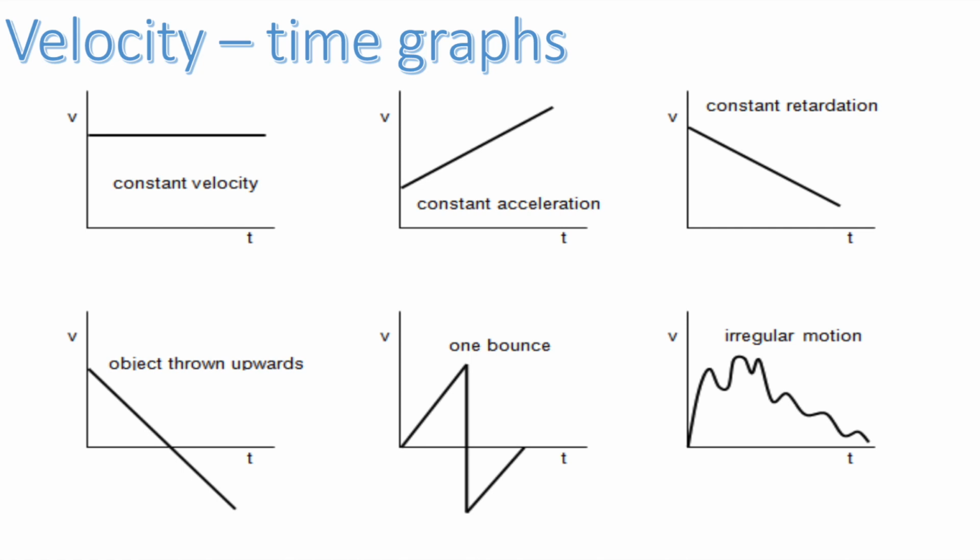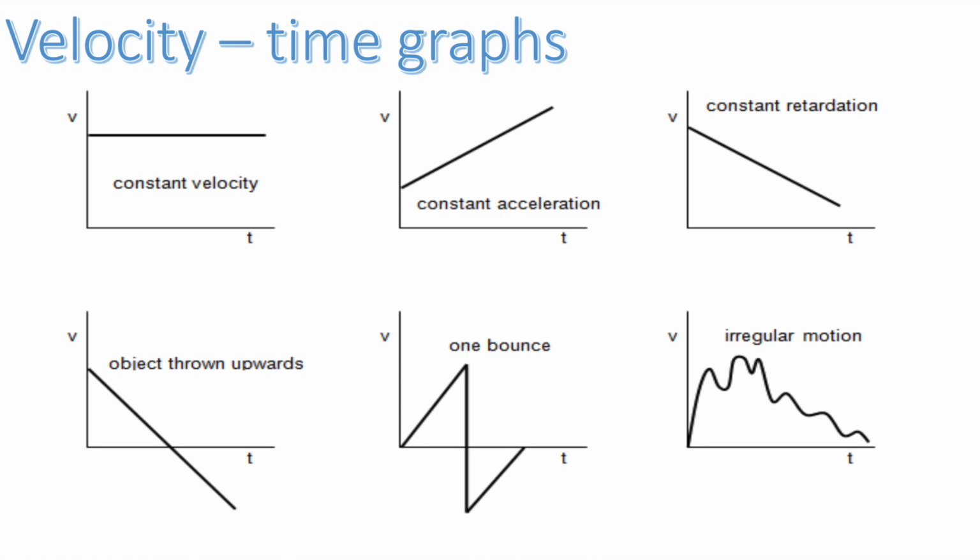You can see different types of velocity time graphs. The first picture, the top left corner, you can see a graph showing time along the x-axis and velocity along the y-axis. The moment we start observing, the object possesses some velocity, but there is no change in velocity. Throughout the motion, the velocity is constant, or we can say it's a uniform motion.